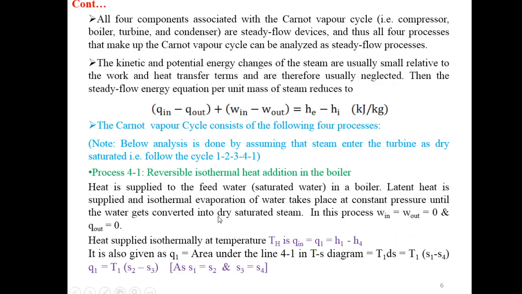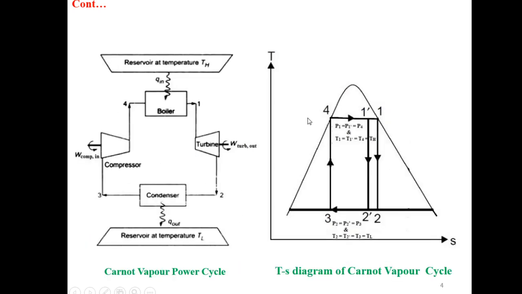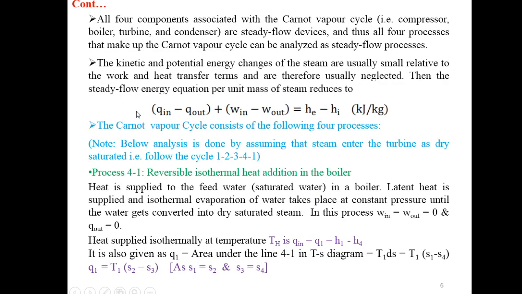So if you apply this condition in this equation, that is W in, W out equal to 0, Q out equal to 0, then Q in will be equal to the enthalpy associated with the exit steam. Exit steam is 1 and inlet is 4. So this will be equal to H1 minus H4. So we will have Q in equal to Q1 equal to H1 minus H4.